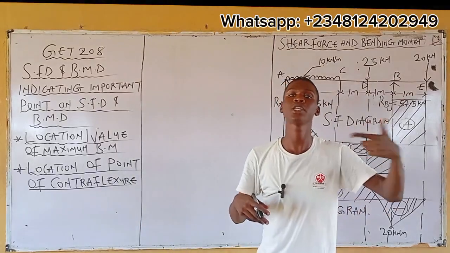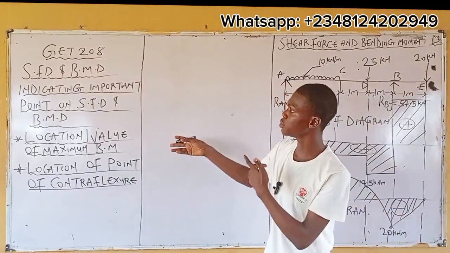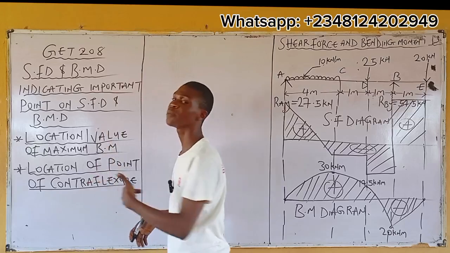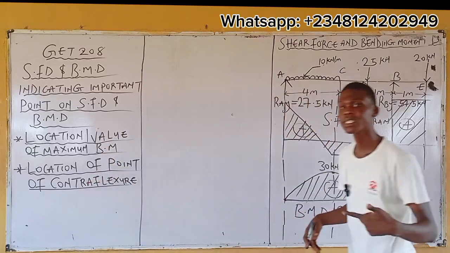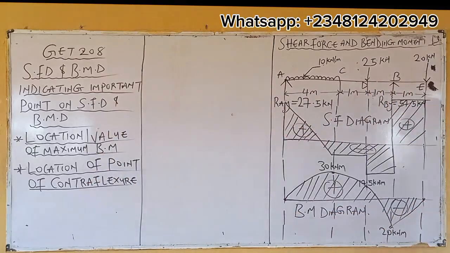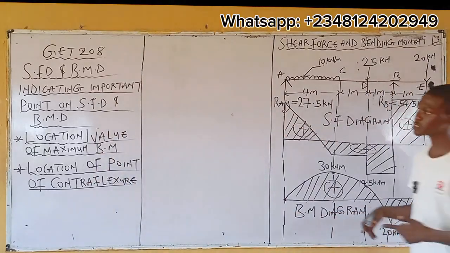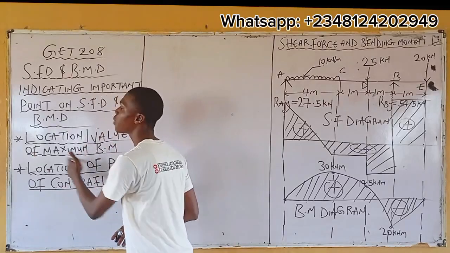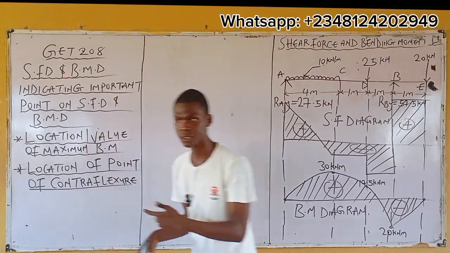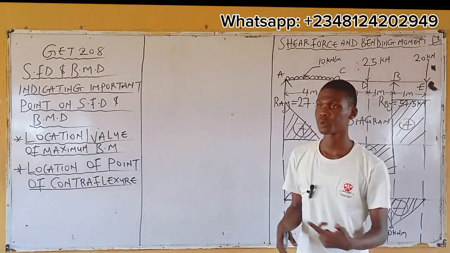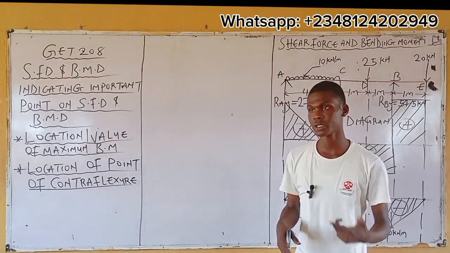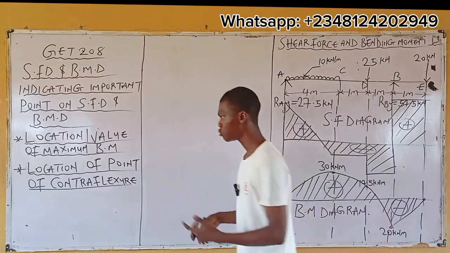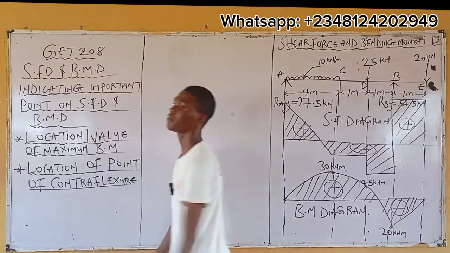Now, what if the question says determine the maximum bending moment? See what I wrote on the board: shear force and bending moment diagram, indicating important points. Important points on shear force and bending moment diagram. The first one is the location and value of maximum bending moment. Are you getting me? The first important point we need to know is the location and value of maximum bending moment. Number 2, location of point of contraflexion.